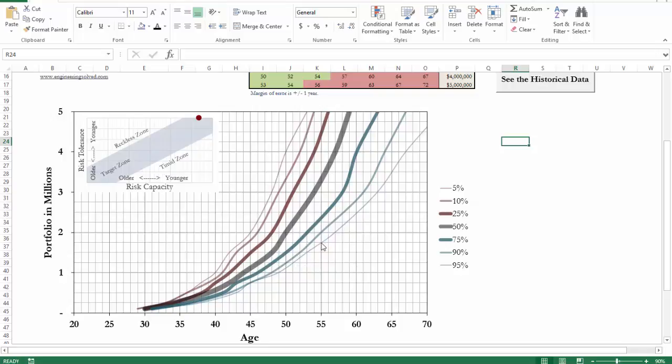Here, the blue lines are your highly likely scenarios, so they're a little bit lower, a little bit more conservative. And then your less likely, higher amounts per age are in red over here. So the blue ones are more likely to occur, and the red ones are less likely to occur. So at age 50, you'll have a 50-50 shot of having $2 million.